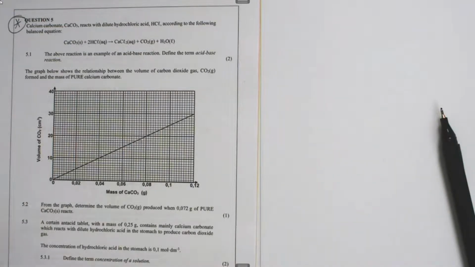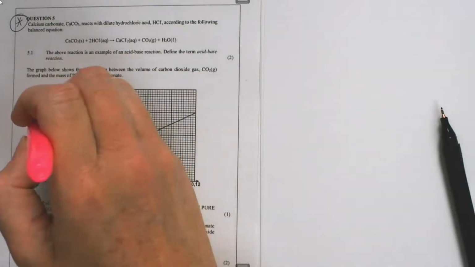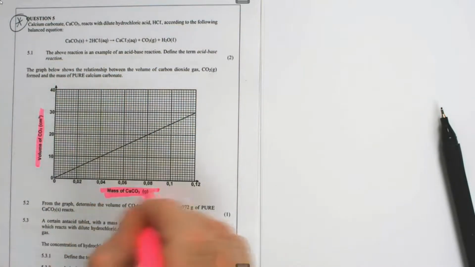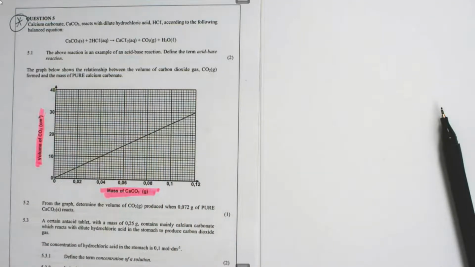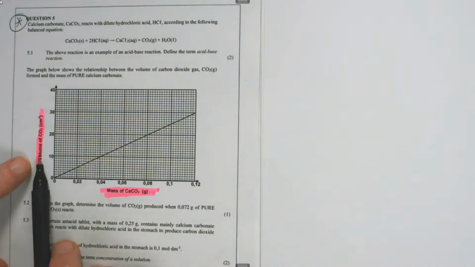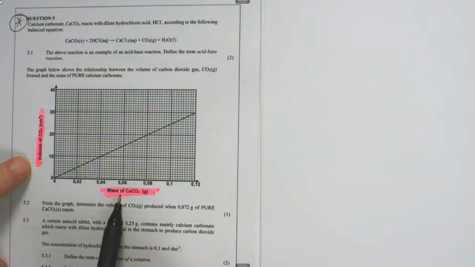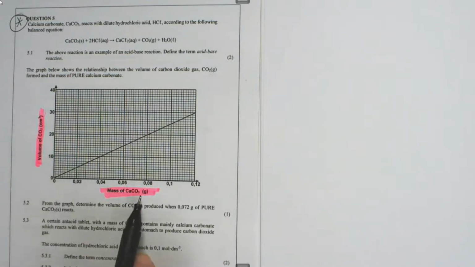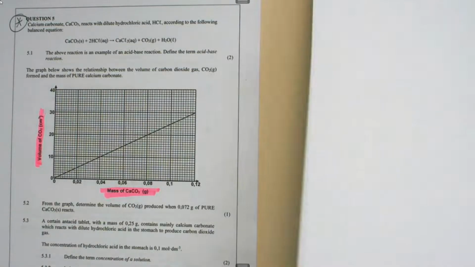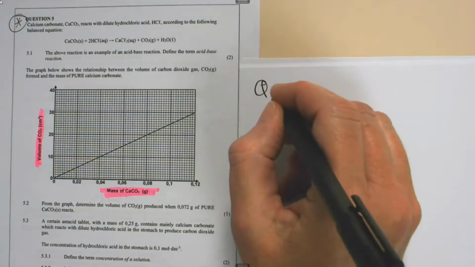But the important thing is when you go there, highlight or circle or whatever you want to do, just draw your own attention to what is written on the axis. So that is very important. So make sure in this case it is about the volume of the CO2 and the mass of the CaCO3. So make sure you know what is written on the axis, as well as the value, cubic centimeters and grams. So draw a circle around it, draw it in a red pen, whatever, just make sure your attention will be there. Okay, so let's look at question number 5.